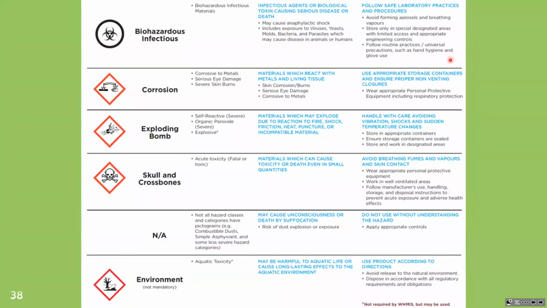Then we have corrosive, again a slightly different image than in the household hazard ones. Here we have an image that looks like a piece of metal and a hand, both with test tubes dripping over top of them, and then it looks like a little explosion, or that it's corroding away on those surfaces.